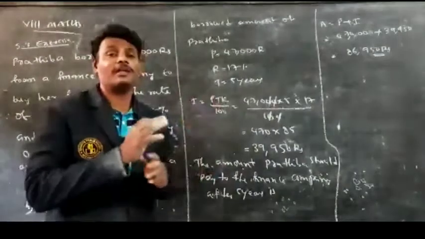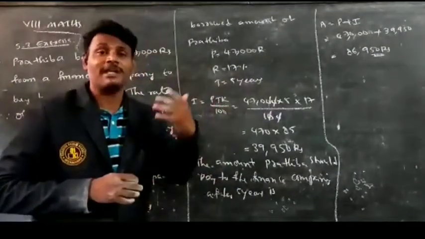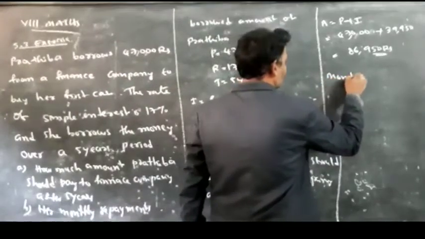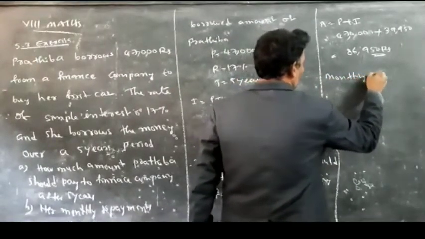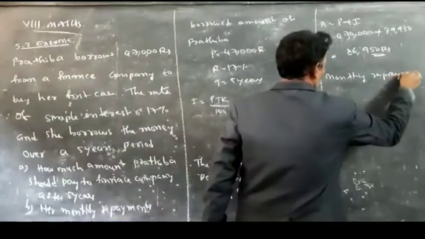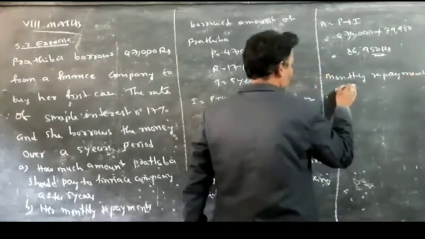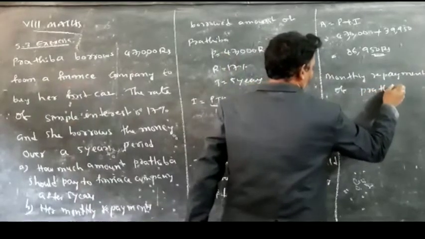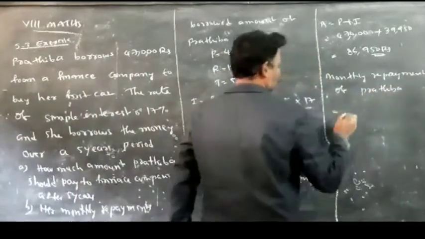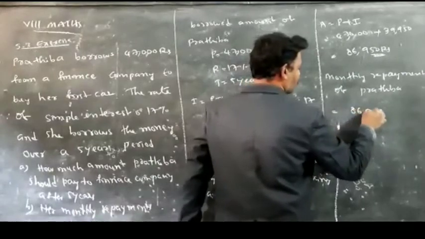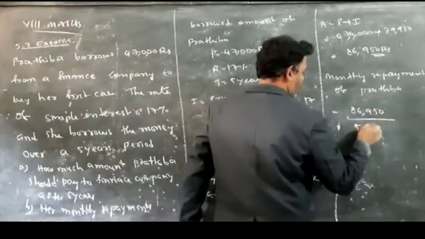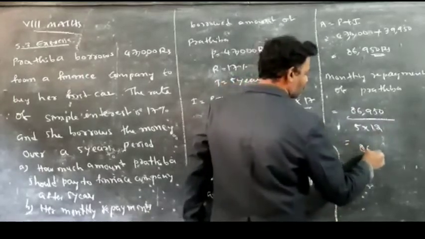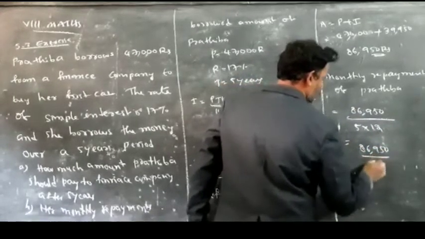But she is not paying the amount at a time. She is paying as monthly installment. Monthly repayments of Pratibha is equal to 86,950 by 5 years and 12 months. How much is it? 86,950 by 12 by 5, that is by 60.